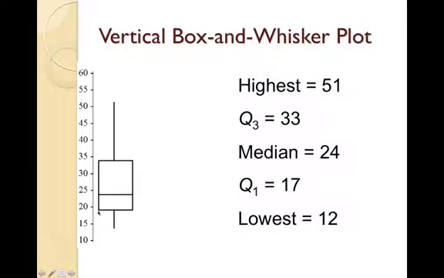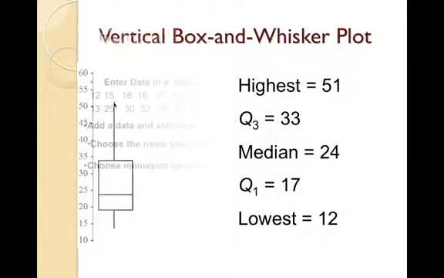We're going to draw the box going from Q1 to Q3, so we need to approximate where 17 is and draw a little horizontal line segment there, and then go up and draw another horizontal line segment at Q3 and then finish our box. Then we want to draw in our median at 24, so we approximate where 24 is and draw another little horizontal line segment. We come back down to Q1 and drop a little vertical whisker down to 12, our lowest value, and then we come back up to 33, where Q3 is, and extend a vertical whisker up to 51, where our maximum value is.